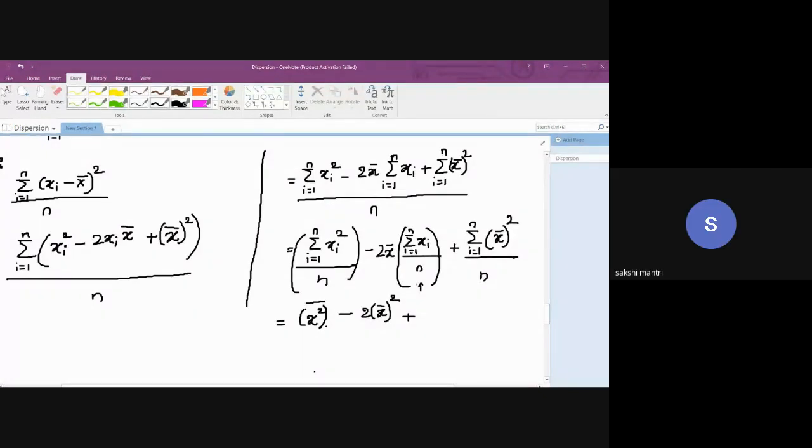So x bar square being constant can always come outside the summation, and what we will have is summation, i running from 1 to n. What will remain inside is 1. What is this term? Can you tell me? Summation i running from 1 to n of 1. Saurav? Shivani Swaraj?